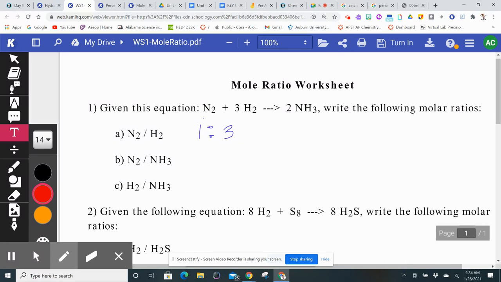Okay? Here it would be 1 to what? How many ammonias are there? What's the big number in front of the NH3? Up here. 2. 1 to 2. Does that make sense? Your brow is very furrowed.